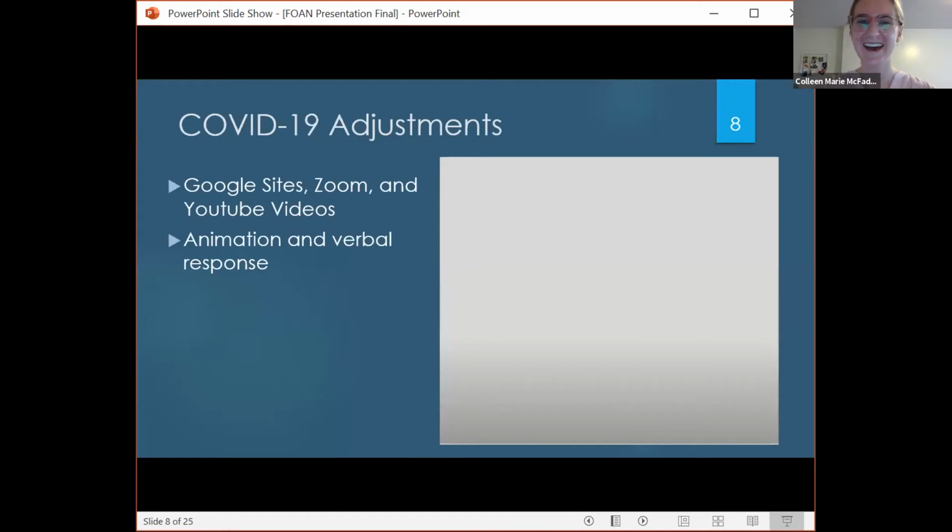So to administer the experiment, I used Google Sites, Zoom, and YouTube, similar to as we saw in Olivia's presentation. And participants were familiarized with the images of the experiment. So each image in the one referent or two referent condition would appear on the screen one at a time and was named out loud by an audio recording. Then the participant either heard an ambiguous or unambiguous sentence, giving an instruction about the display.